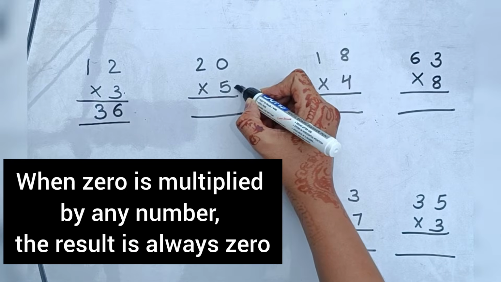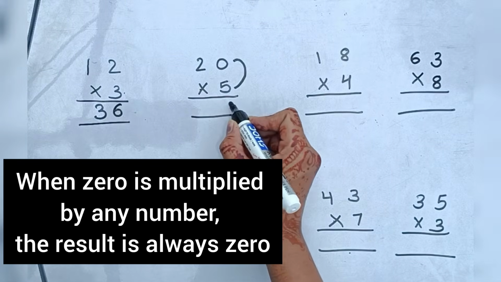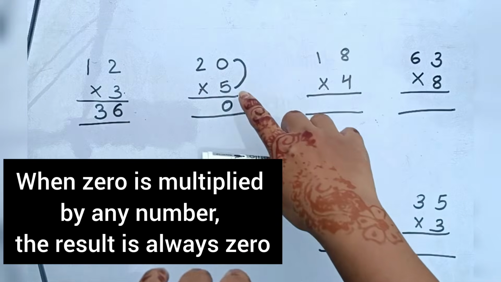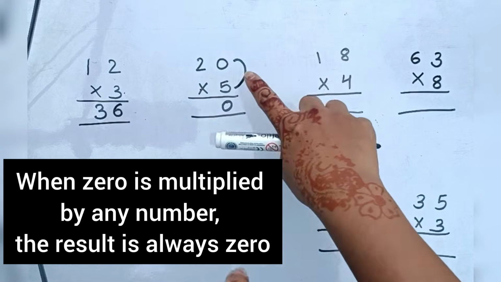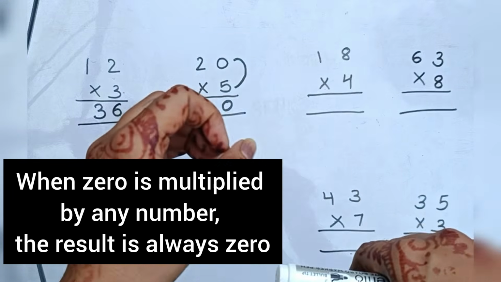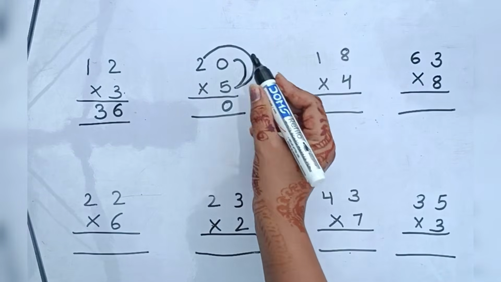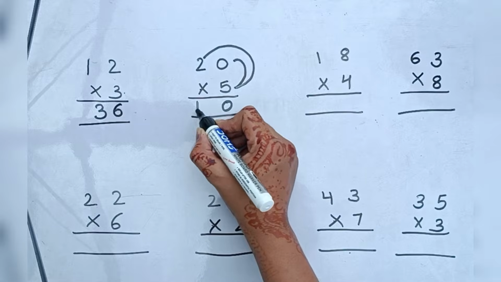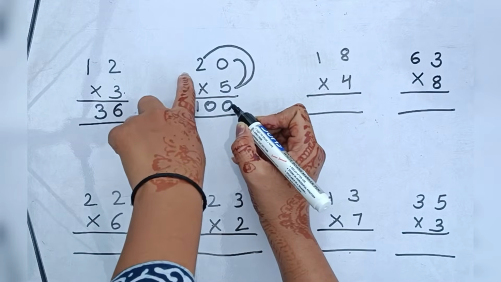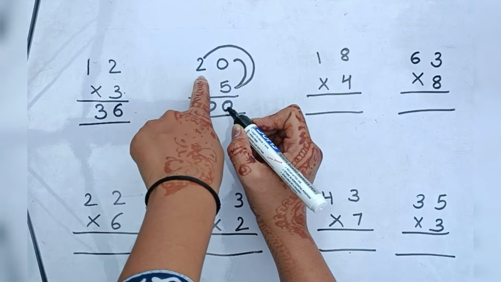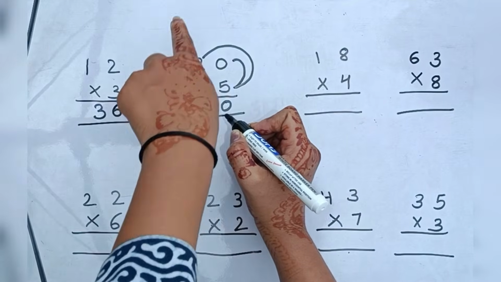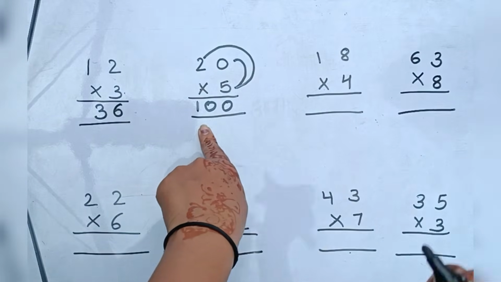Now 5 0s are 0. When we multiply any number with 0, we'll get 0 always. Now 5 2s are 10. We don't have more numbers. Only 2 is the last digit. That's why we completely write 10 here.